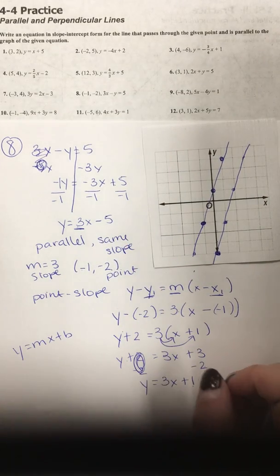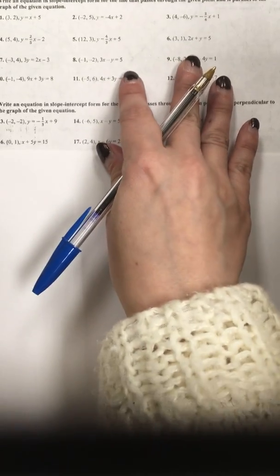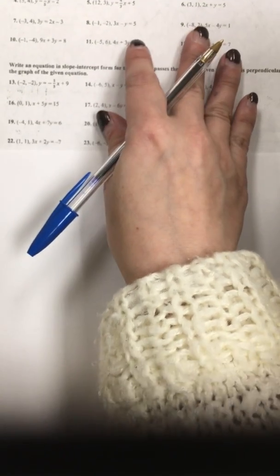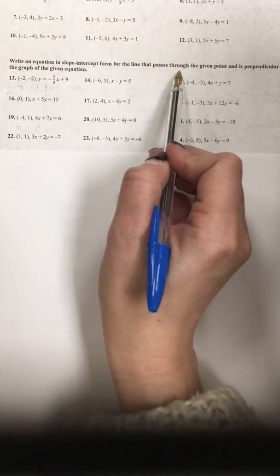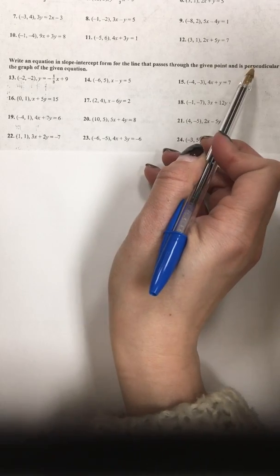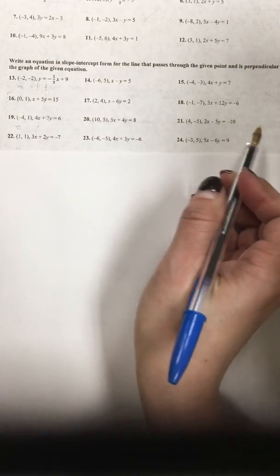Okay? So let's go ahead and look at one that's perpendicular, because that's the other thing that we were working on. So we're going to move the paper a little bit and go into the next section. From here, we want an equation in slope-intercept form of a line that passes through the given point and is perpendicular to the graph of the given equation. So let's find one that's in standard form that maybe has a negative in it.